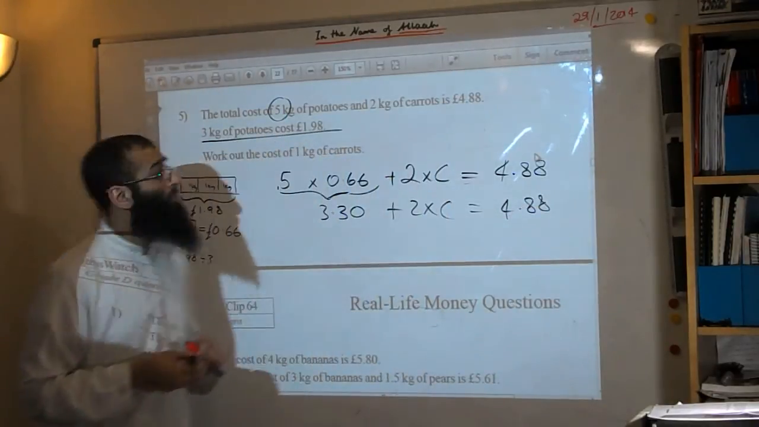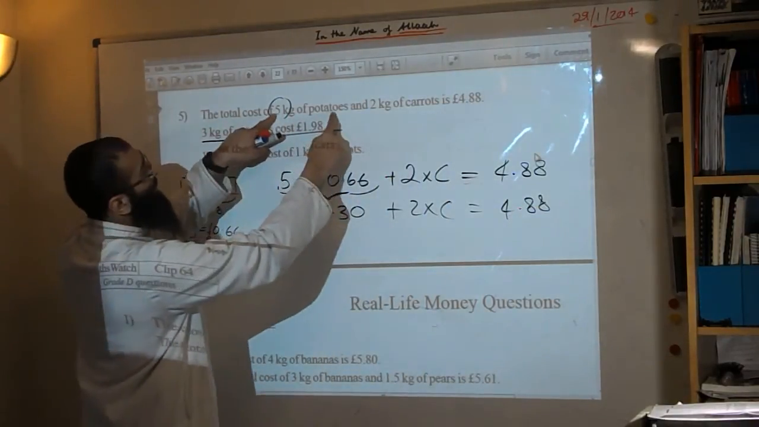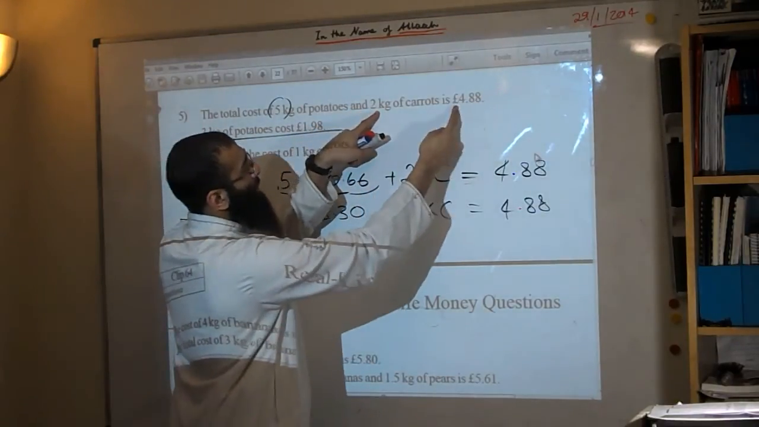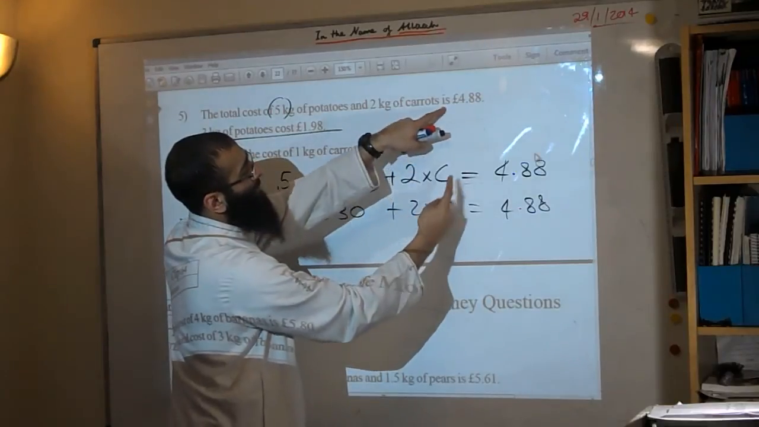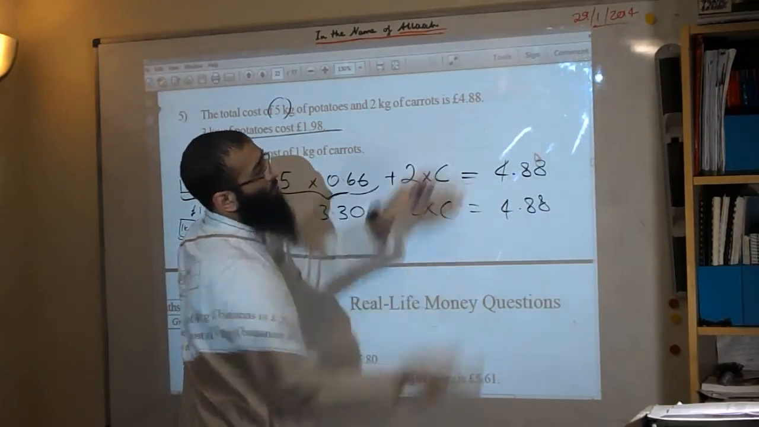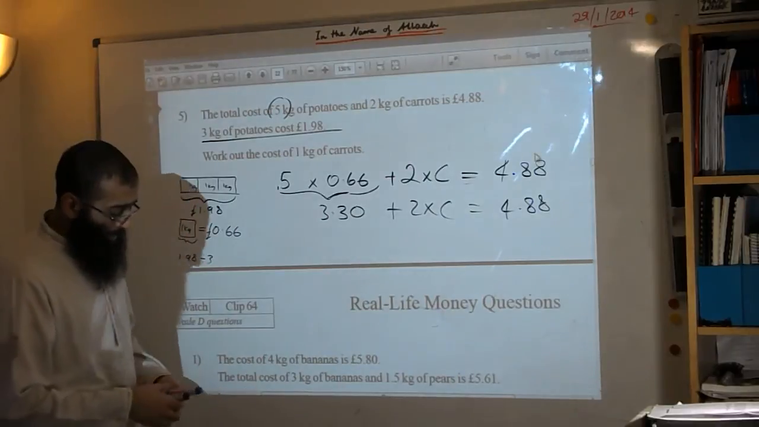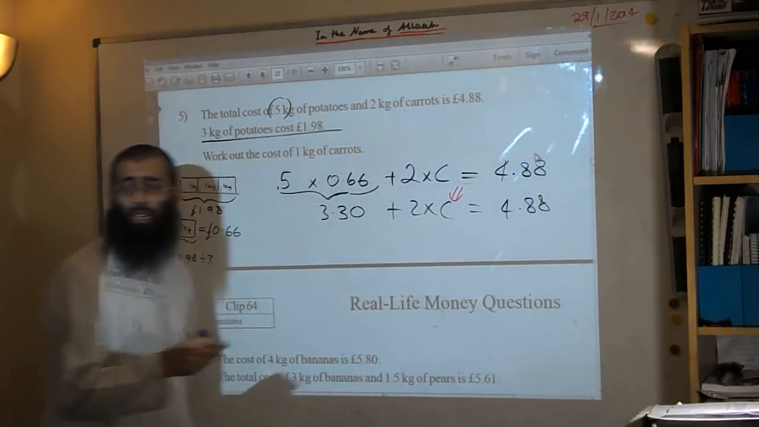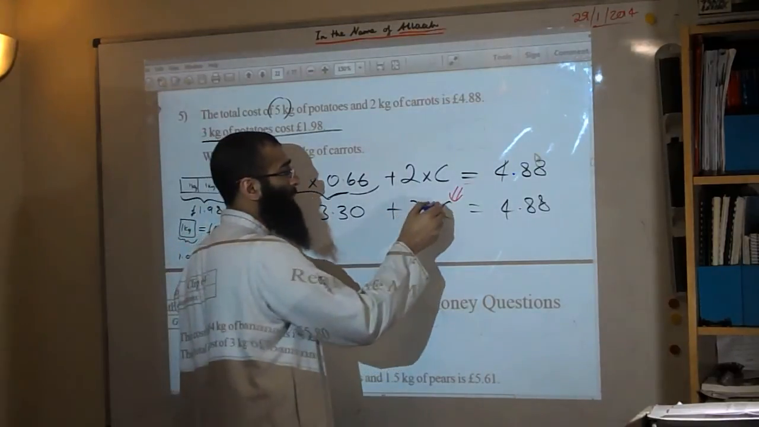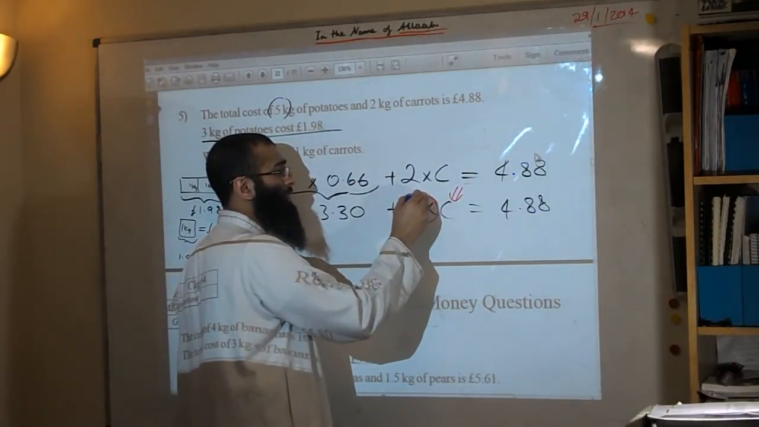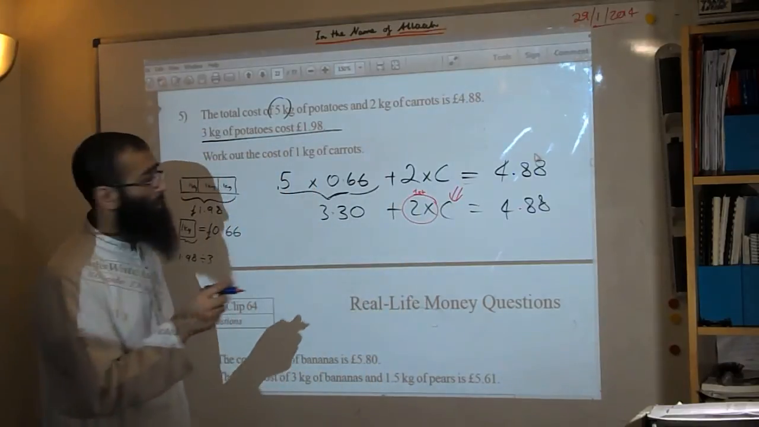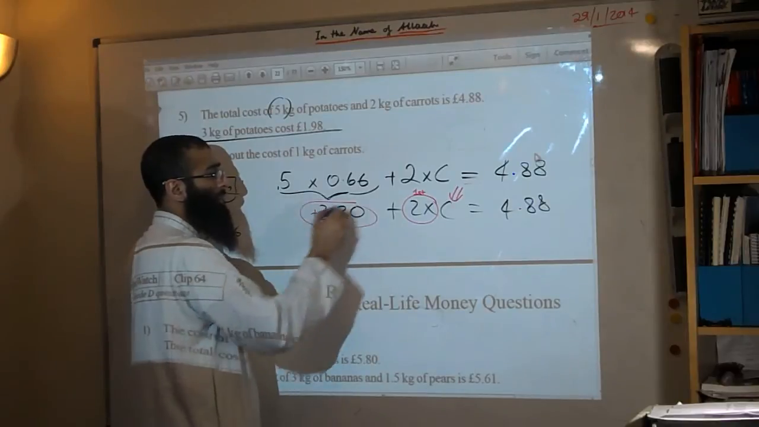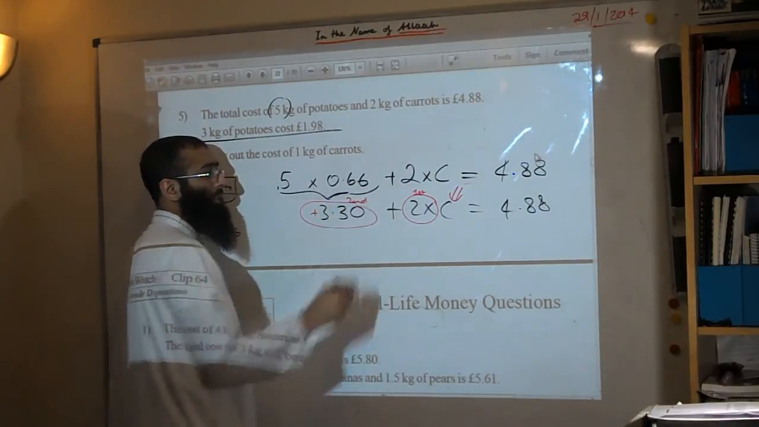Okay, what we've done here, we've got this sentence that the total cost of 5 kilos of potatoes and 2 kilos of carrots is equal to 4.88. Okay, now, what did we say? We said that we need to work out the value of the carrots. So look what's been done to it. It's been first of all multiplied by 2, that is called the first action. Then it's been added by £3.30, it's got its own plus sign here. That's called the second action.